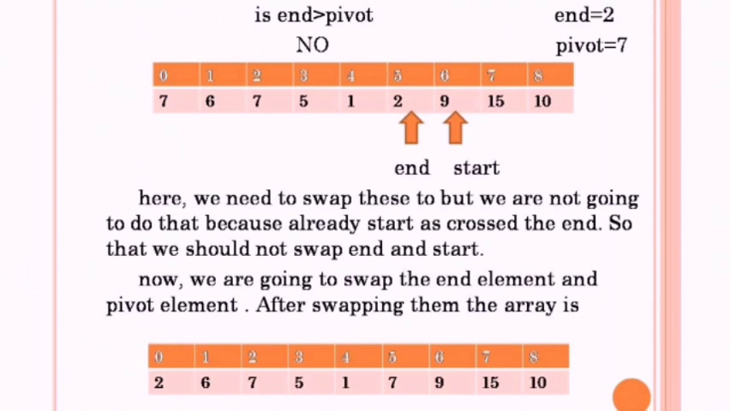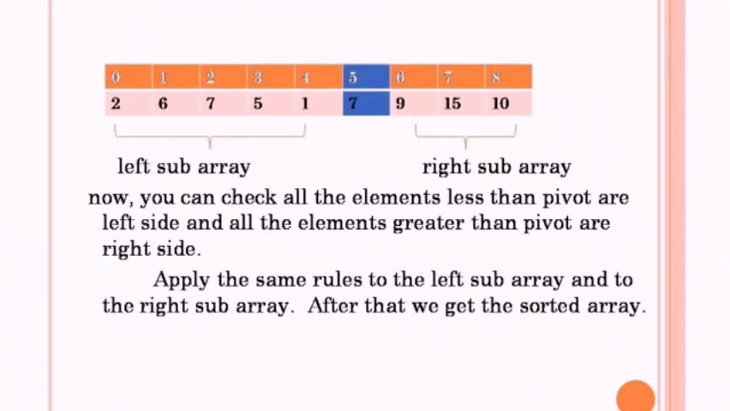And now here we are going to swap the end element and the pivot element. Here end element is 2 and pivot element is 7. We need to swap these two elements so that 2 will come in the 0 index and 7 will come in the 5th index. You can see here 2 is in the 0 index and 7 is in the 5th index. Here the pivot has settled in the index 5 and the left subarray is all less than 7 and right subarray is all greater than 7.